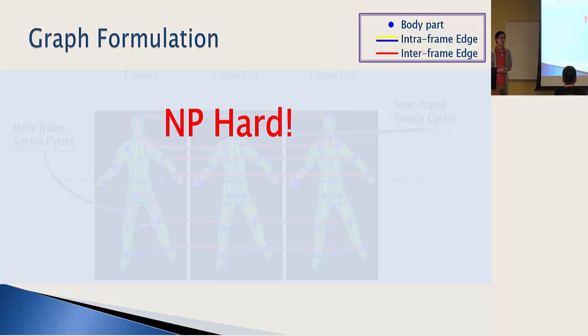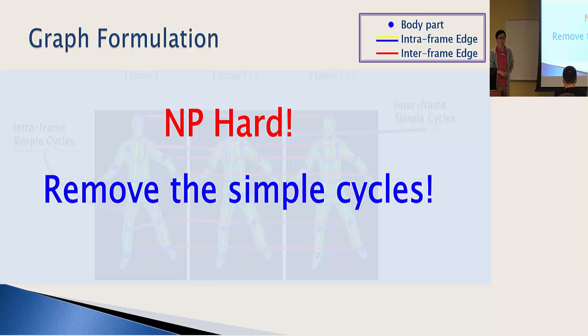For the inference problem on a graph, if the graph is a tree, the inference problem is easy. You can solve it efficiently by dynamic programming. But if the graph contains a lot of cycles, then the problem is much more difficult. In this case, it's NP hard. It's not solvable, actually. So what we need to do is to remove as many simple cycles as possible, or actually make it a tree in order to make the problem solvable.